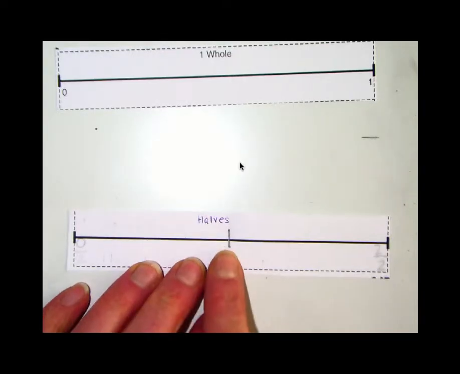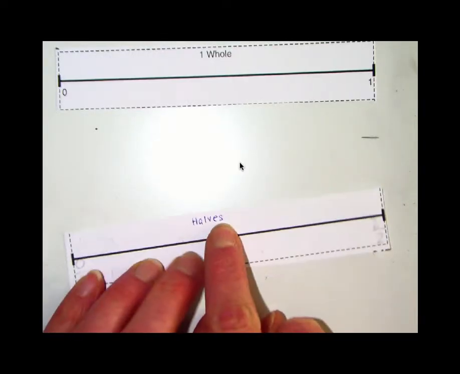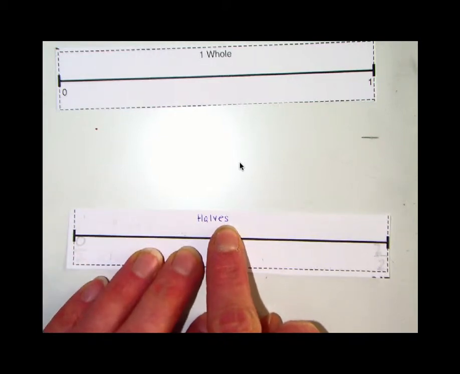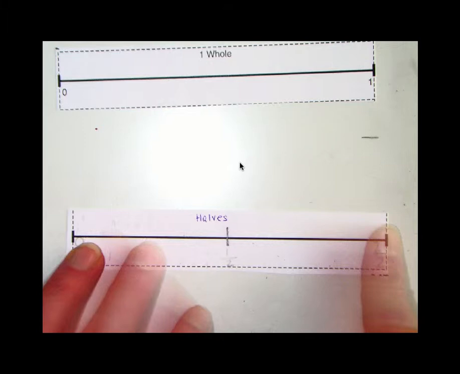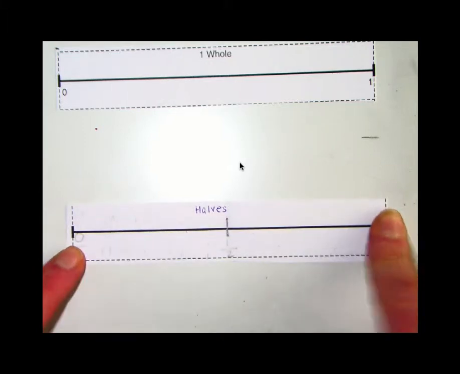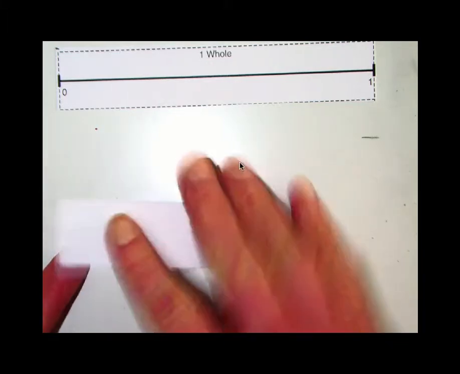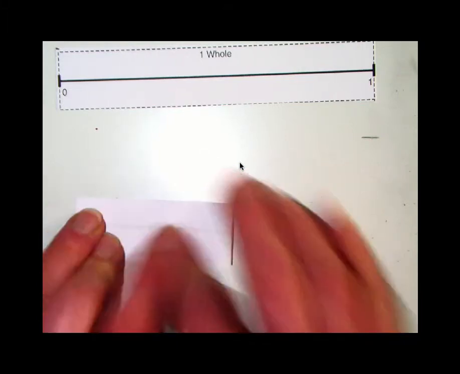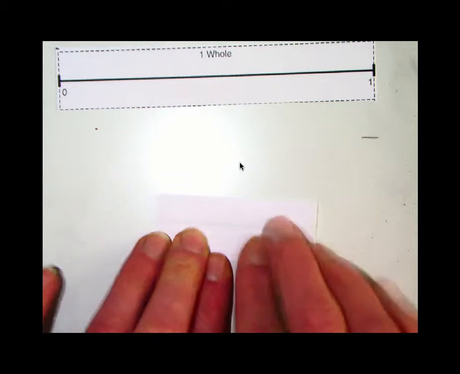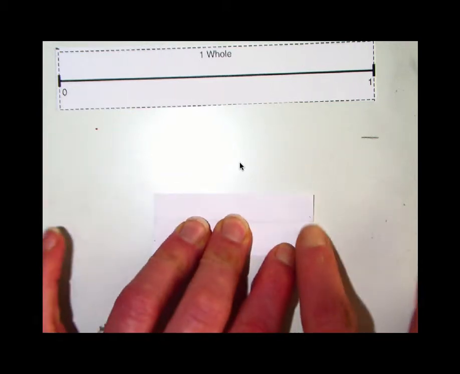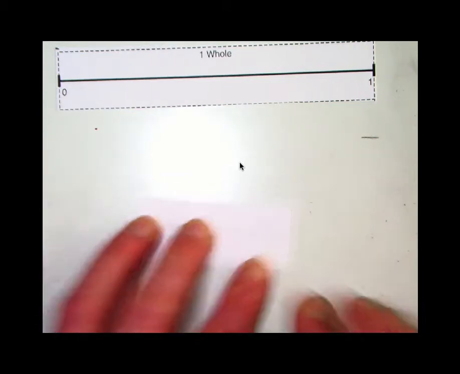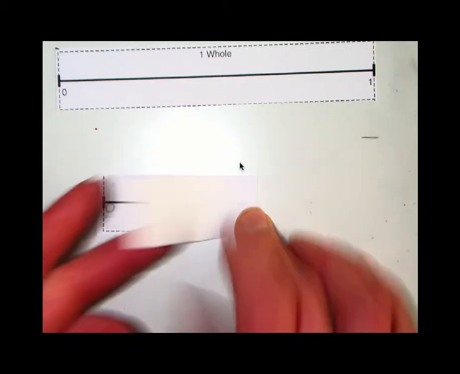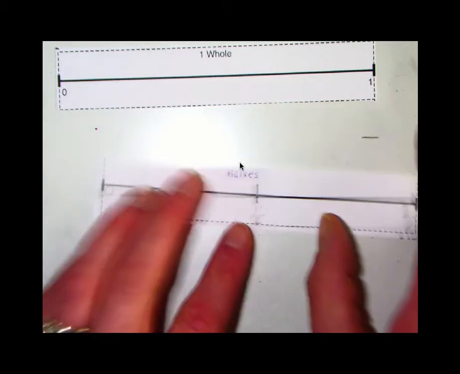Here's my halves piece. Now I know the word halves always involves the number 2 in the denominator because it's a half of something. So if I want to take my whole and make it into halves, I have to divide it into half. So I'm just going to fold over my number strip, and I'm going to line the edges up so they meet nice and neat and make a nice crease. Because when I open it back up, I'm going to use that crease to help me recognize where that equal part is, alright?